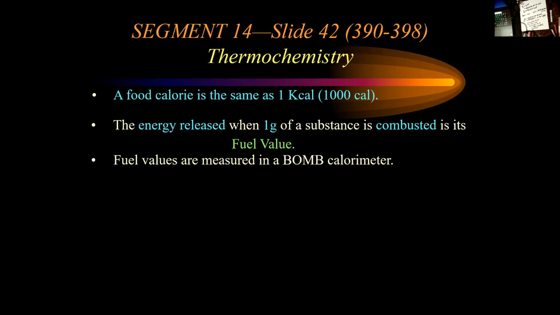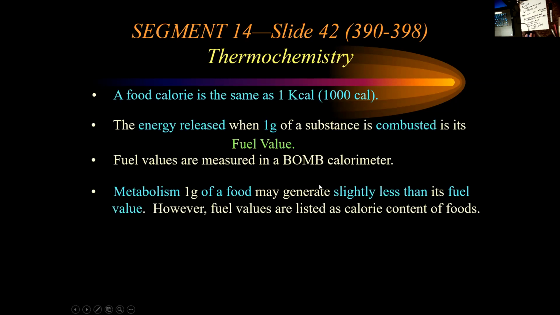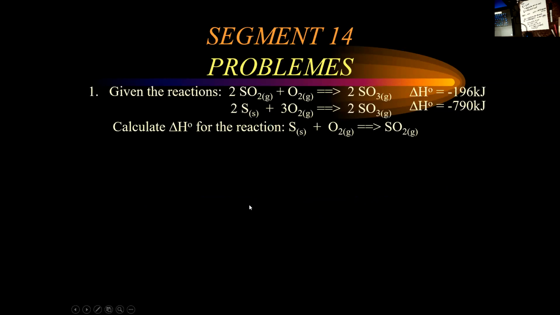Okay. You measure fuel values in a bomb calorimeter, as I mentioned, and the metabolic value is a little bit less than the fuel value. In fact, some foods, like celery, I'm told, cost you more energy to metabolize a stick of celery than you get back. It actually uses energy. You have to use energy to metabolize it. So those are the kind of foods that would be good in your diet, as opposed to the ones that actually have a positive metabolic energy level.